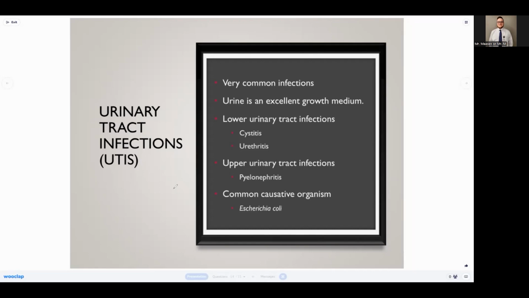The most common causative organism for UTIs is E. coli, because that's the most common normal flora we have in stool. Typically, urinary tract infections come about for a number of reasons, but typically the bacteria involved is going to be E. coli, most typically.